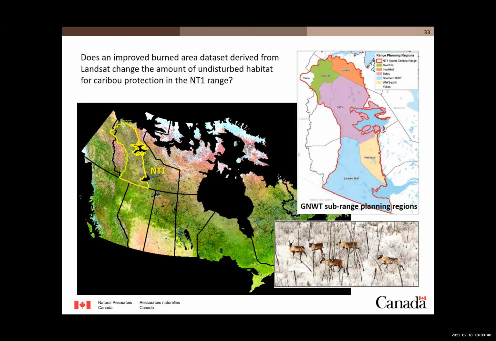So for the last part of my presentation, I just want to show an example study using NBAC that I recently did in collaboration with the government of Northwest Territories. It was to determine if an improved burned area data set derived from Landsat would change the amount of undisturbed habitat for caribou protection in the NT1 range. So for this study, we are comparing wildfire data sets from the NBAC and the Canadian National Fire Database.